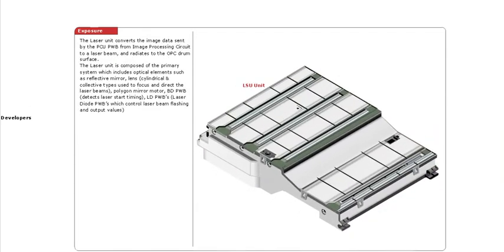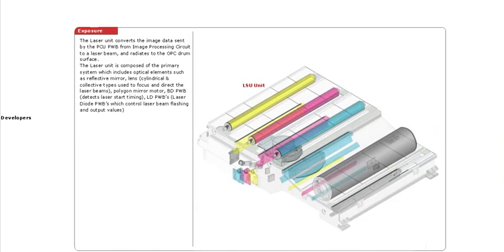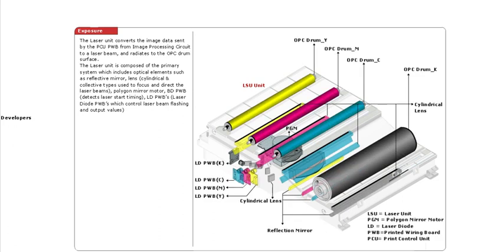The laser unit converts the image data sent by the PCU-PWB from the image processing circuit to a laser beam and radiates it to the OPC drum surface. The laser unit is composed of the primary system, which includes optical elements such as a reflective mirror, lens, cylindrical and collective types used to focus and direct the laser beams, polygon mirror motor, BD-PWB, which detects laser start timing, and LD-PWBs, which are laser diode PWBs that control laser beam flashing and output values.